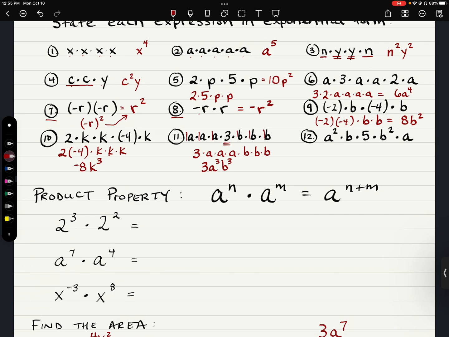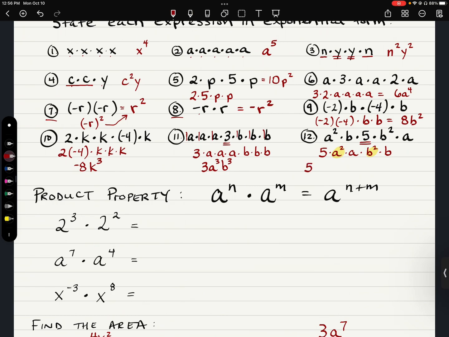Next one we have a squared times b times 5 times b squared times a. So the only number we see there is 5. Let's pull that one out. Then we have a squared times a times b squared times b. Now we haven't talked about any ones with the exponents yet, but I want you to think about what does a squared really mean and what does b squared really mean.